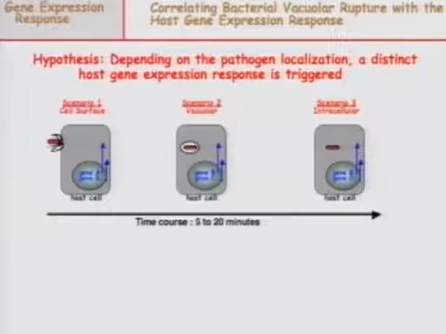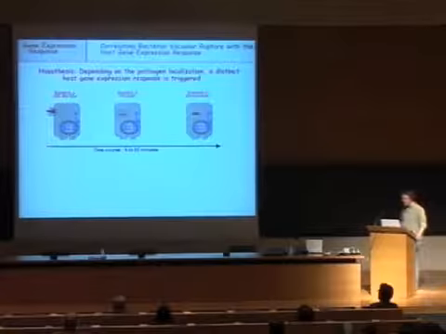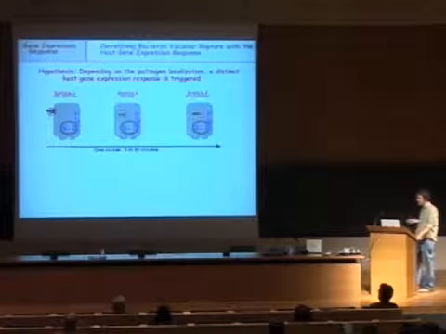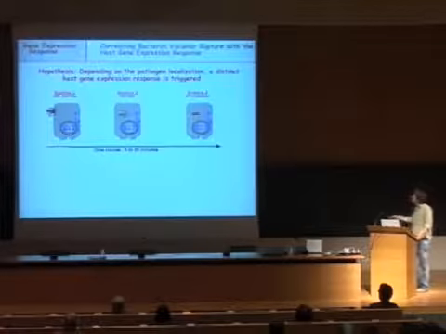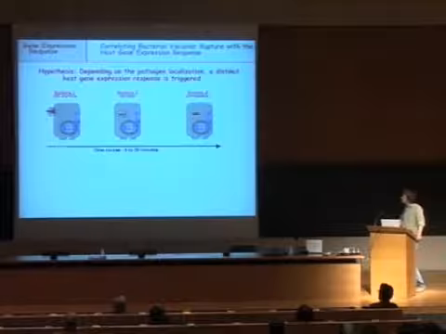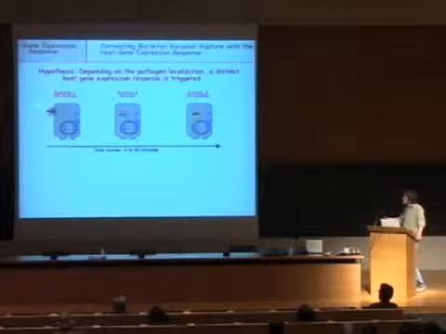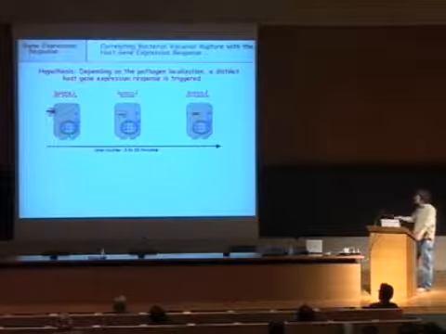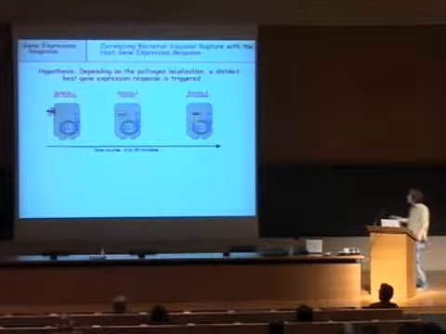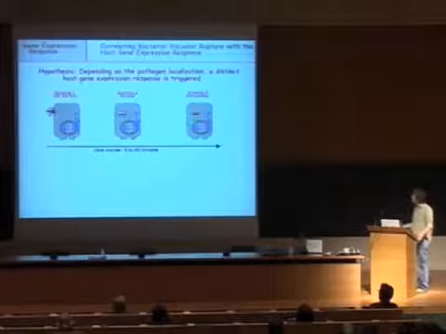So now I would like to address a question I asked in the beginning: does location really matter? In this regard, I would like to show you the entry of this bacterium, where we can state the hypothesis that, depending on the pathogen localization, a distinct host gene expression response can be expected to be triggered. For example, when we have a pathogen on the surface, we can expect a particular subset of genes induced. When we have a pathogen in a vacuole, another subset is induced, and when the pathogen escapes, yet another subset is induced.